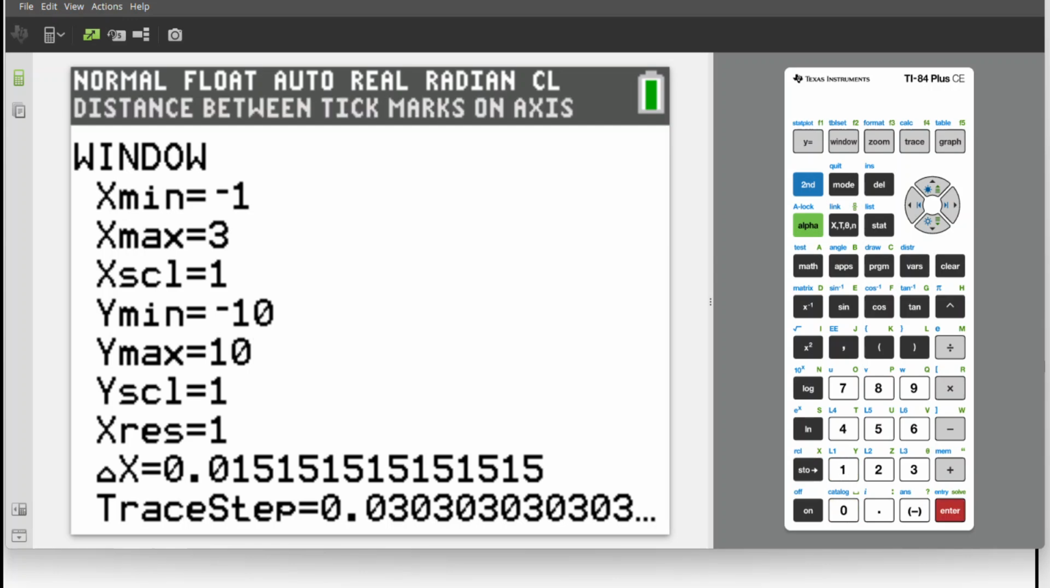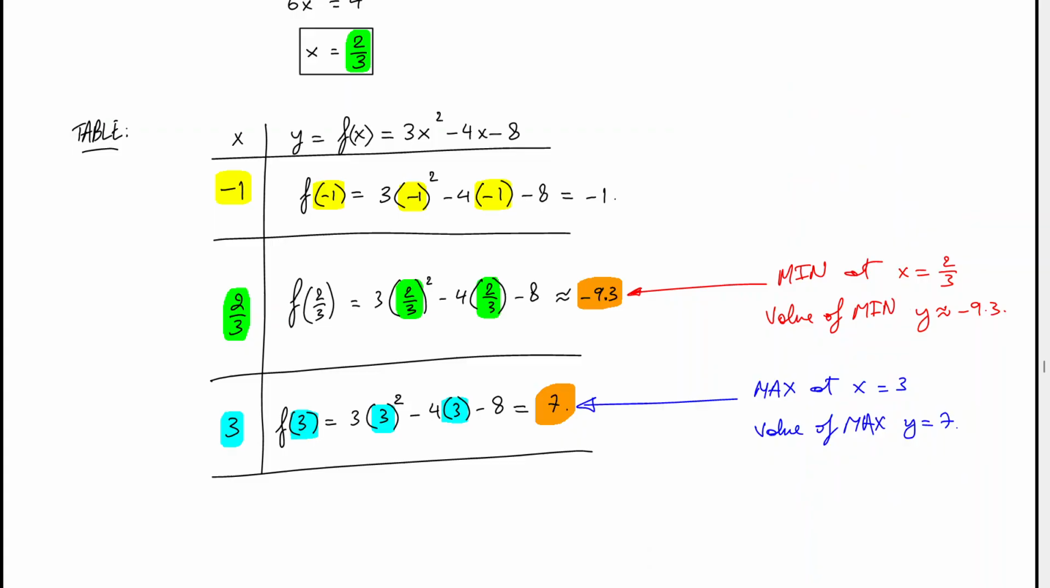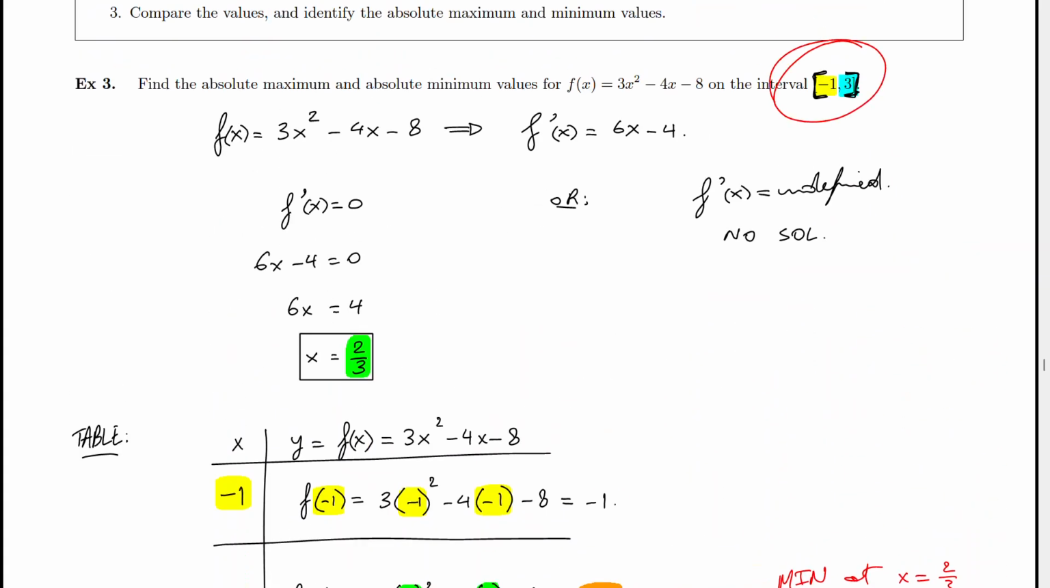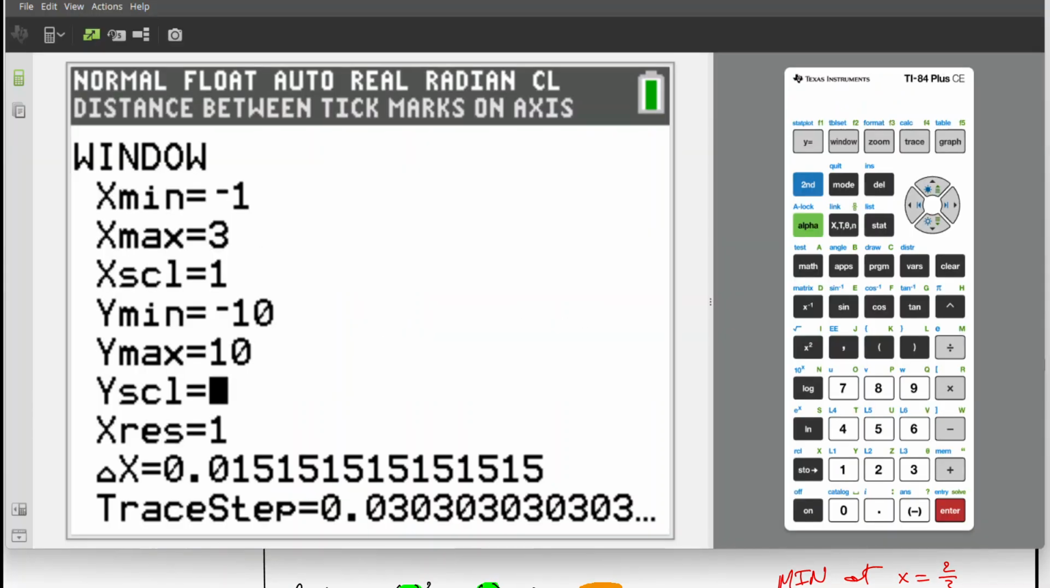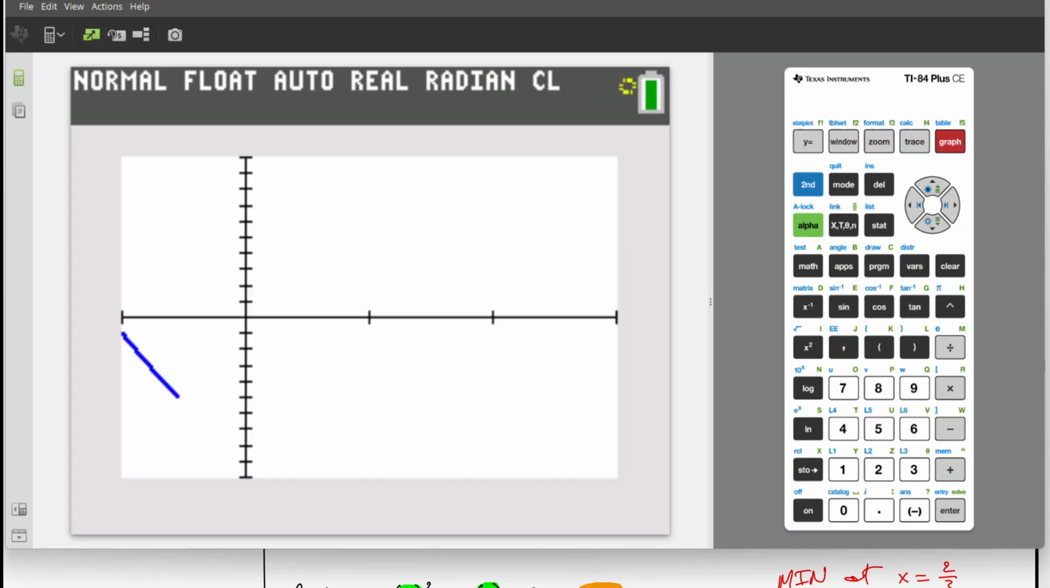I'll leave those two unchanged, but the important thing here is to change the x minimum and x maximum to match what you have inside of your interval. Because we only care about the interval. We don't care about everything else that's happening in the universe. We just care about what's going on between -1 and 3. That's the reason why I'm changing the x minimum and x maximum to be -1 and 3. And if I click graph, I should see the picture that represents the graph of the function.